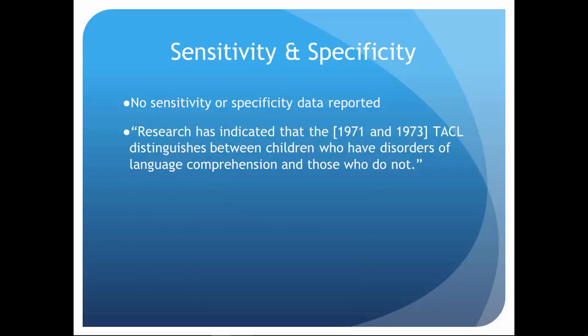There are no sensitivity and specificity data reported for the TACL in the manual. However, the manual did state that past research indicated that the 1971 and 1973 versions of the TACL did distinguish between children who have disorders of language comprehension and those who do not. No such research was reported in the manual for the current version of the TACL.